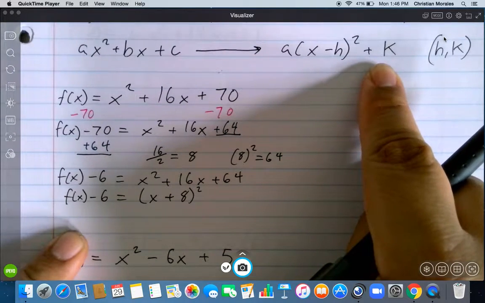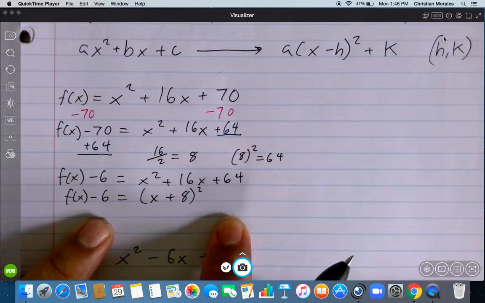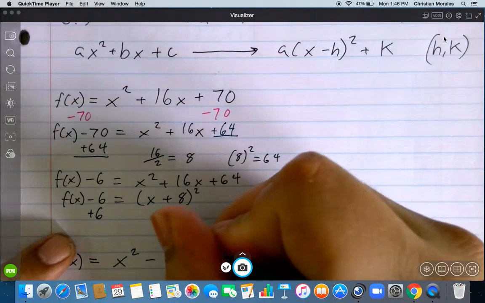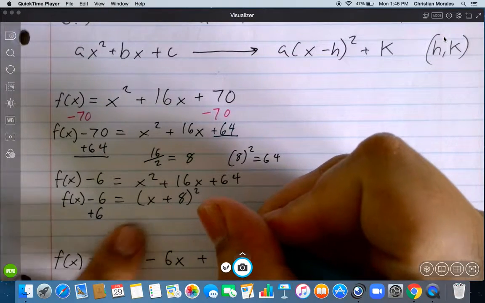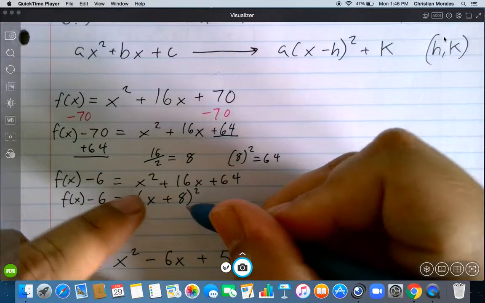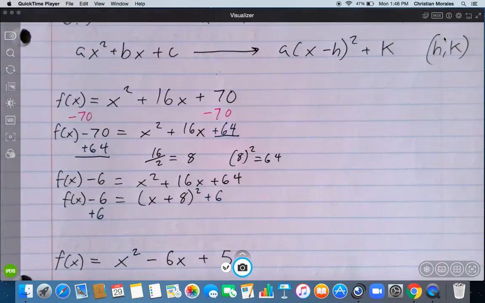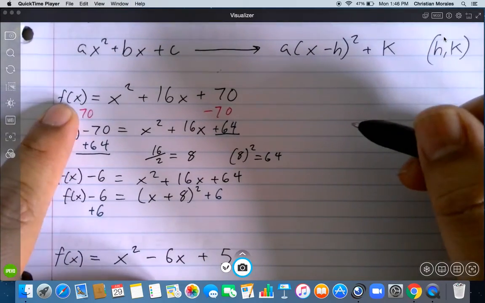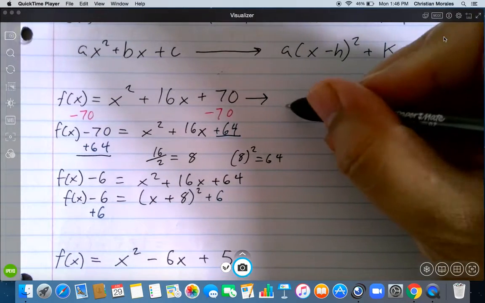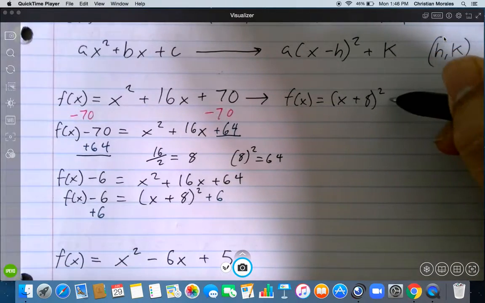Now, one last thing. To make it look like vertex form, the number at the end is in the wrong place. This 6 should be over there. So how are we going to move a minus 6 with inverse operations? We're going to add 6. But you can't add numbers inside the parentheses. The parentheses kind of have this on lockdown. They can't get out, it has to stay in. So the only place you're going to put that 6 is next to it. So your final answer for this function in standard form changed to vertex form is f of x equals x plus 8 squared plus 6.